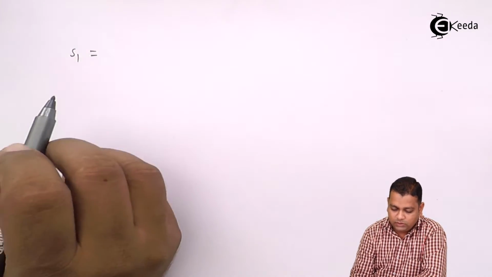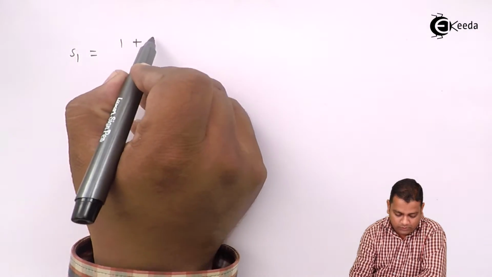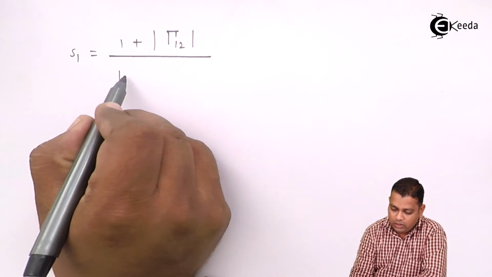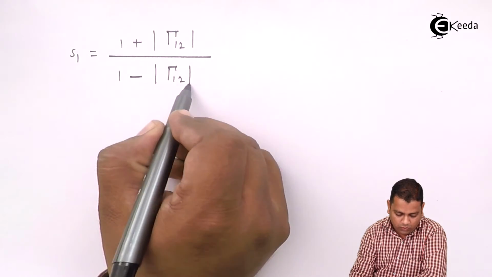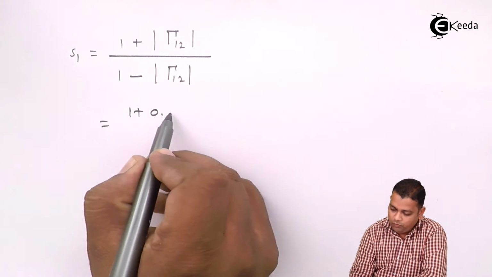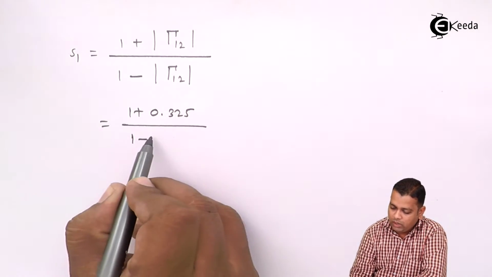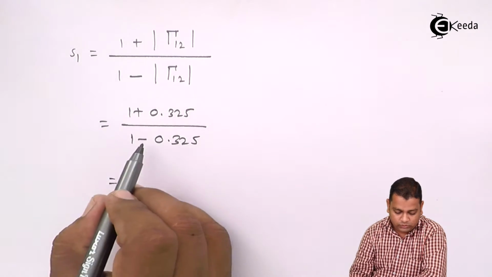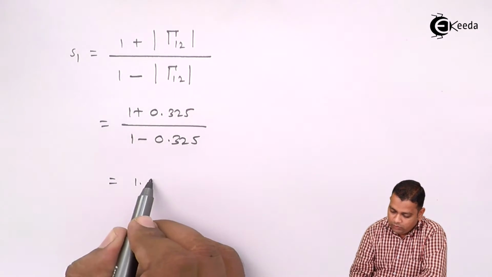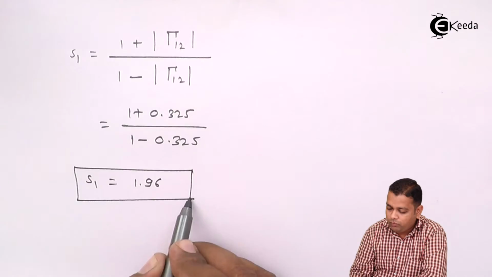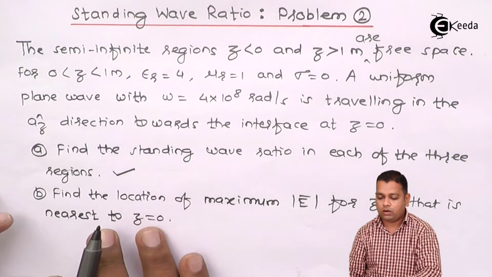For the first region, S1 is equal to 1 plus the magnitude of the reflection coefficient for the interface between region 1 and region 2, divided by 1 minus the magnitude of gamma suffix 1 2. Therefore, we have the reflection coefficient magnitude, so 1 plus 0.325 divided by 1 minus 0.325 will give us the standing wave ratio. This calculation gives us the value 1.96. So 1.96 is the required standing wave ratio for region number 1. So for part A, we are covered for region number 1.